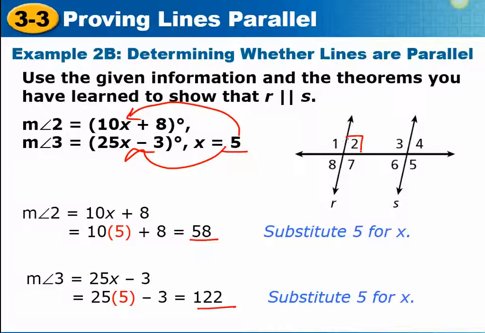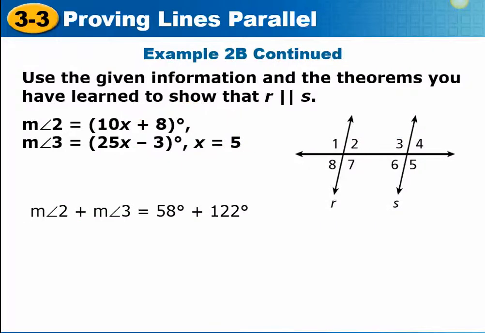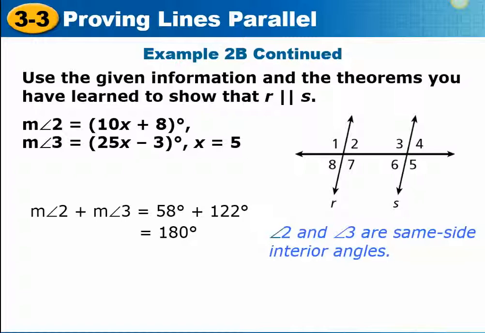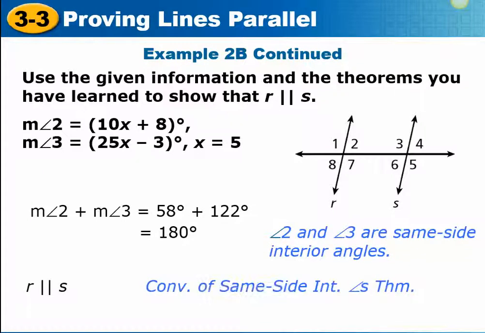Angle 2 is here, angle 3 is here. They're not supposed to be congruent. They're supposed to be supplementary. So if we can add 58 plus 122 together and get 180, then they are supplementary, which then the converse of the same side interior angles theorem, that's a mouthful, says that these lines must be parallel.